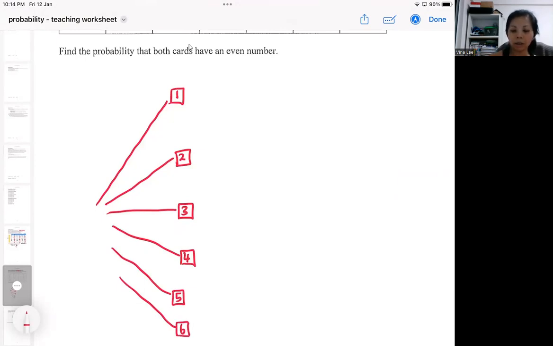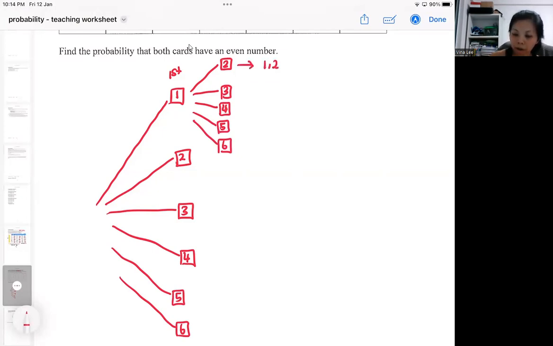So you have already taken 1 as the first card. This card will not be replaced. That means in your next card, you are only left with 5 choices, which are 2, 3, 4, 5, 6. So in this case, you will have the possible outcomes like this.